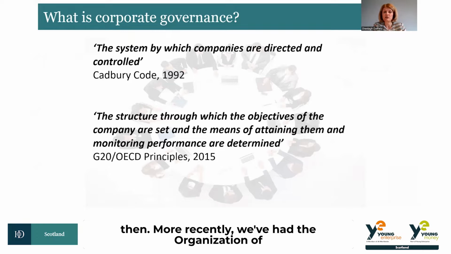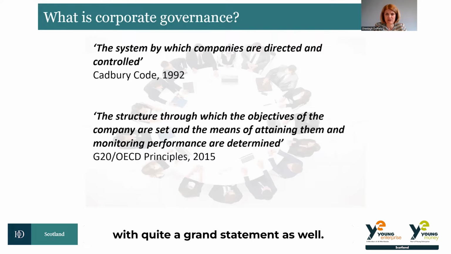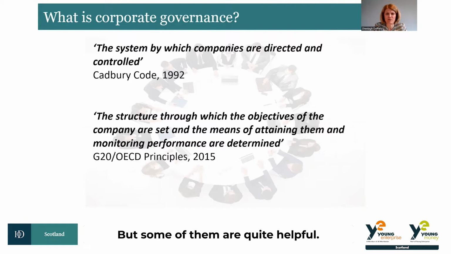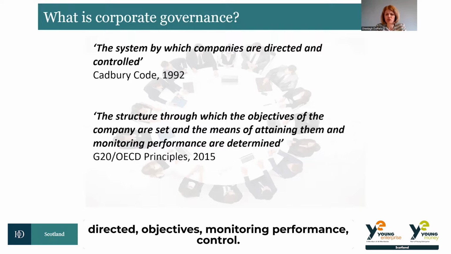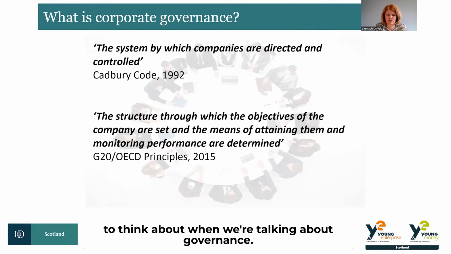More recently, we've had the Organisation for Economic Cooperation and Development, and they came up with quite a grand statement as well. They do seem like very posh words, don't they? But some of them are quite helpful. Let's look at them. We've got systems, we've got directed, objectives, monitoring performance, control. Those are all quite useful words for us to think about when we're talking about governance.